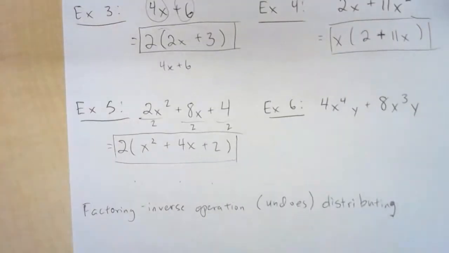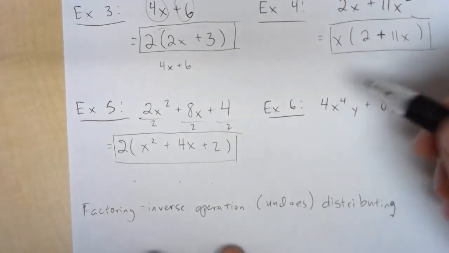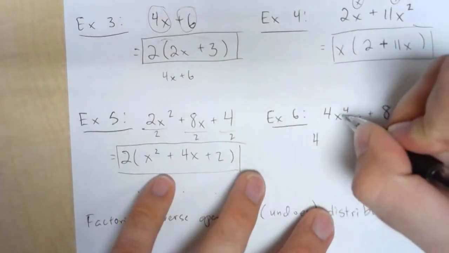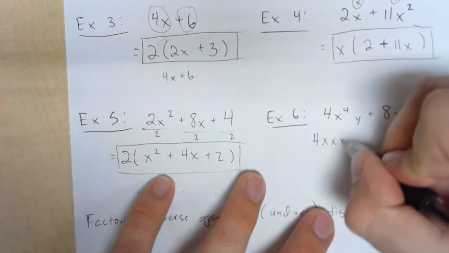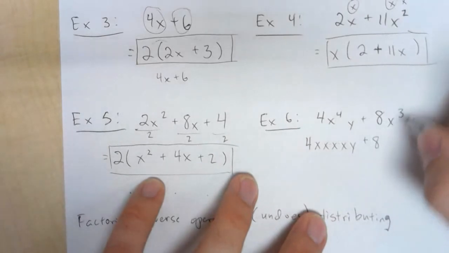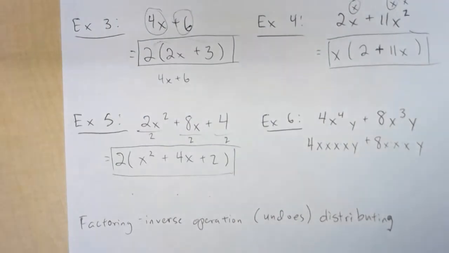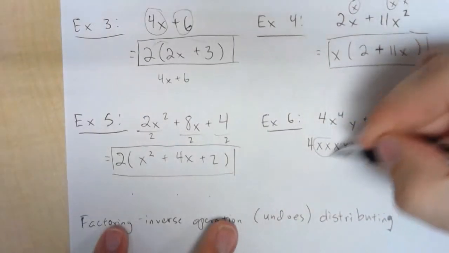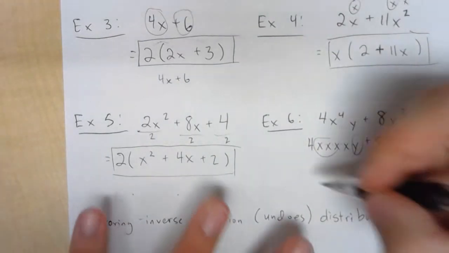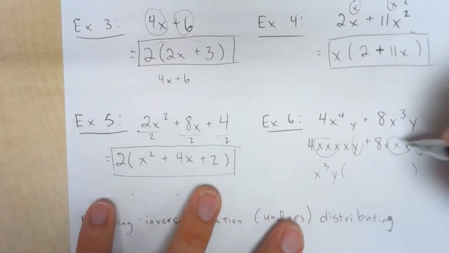Okay, so example 6, last one. We've got 4x to the 4th y plus 8x to the 3rd y. And what I like to do when I have exponents is I like to write it out just like I showed in this example up here. So 4, I've got x to the 4th means x times x times x times x. And then a y from that one. Plus 8, I've got x to the 3rd means x times x times x times y. So I'm just going to circle what I have in common for my variables. I've got 3 x's here, a y, and a y, which says that my GCF is going to have x to the 3rd and y.